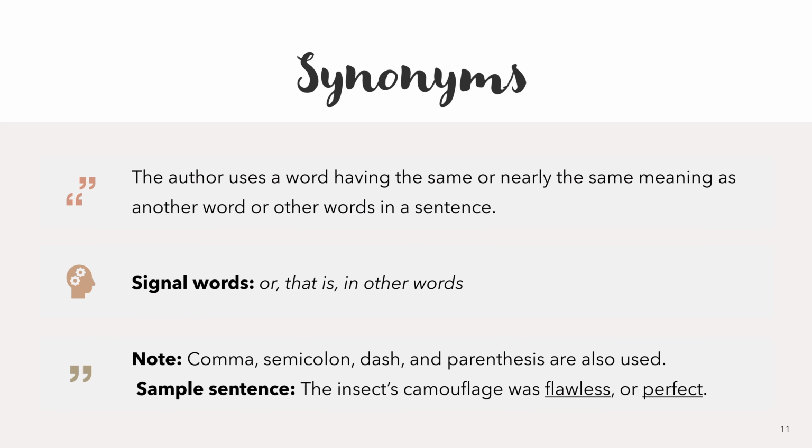Synonyms. The author uses a word having the same or nearly the same meaning as another word or other words in a sentence. These are the signal words, or, that is, in other words. Please also note that the author might use different symbols like comma, semicolon, dash, and parenthesis. Now, this is the sentence. The insect's camouflage was flawless or perfect. What do you think are the words having the same meaning? That is correct. It's flawless and perfect.